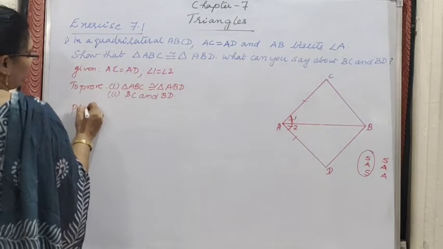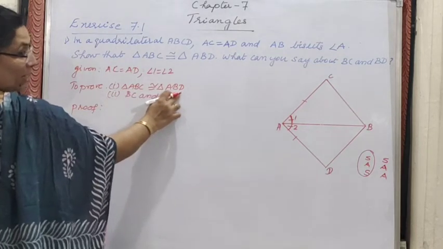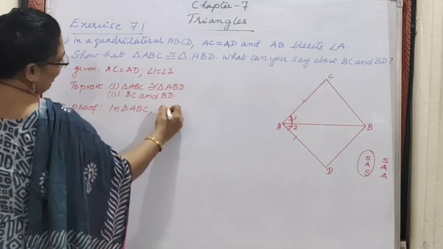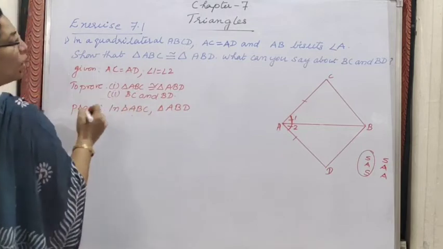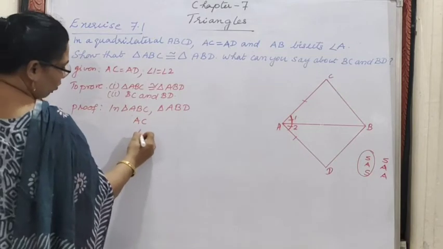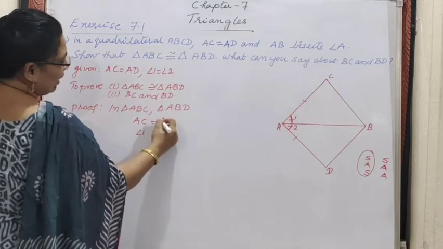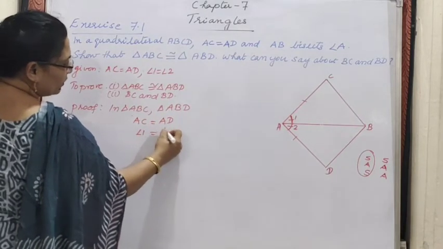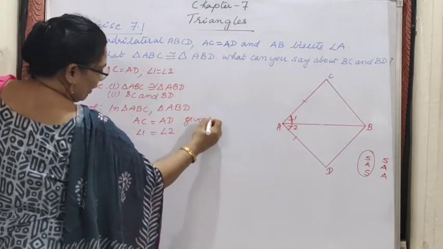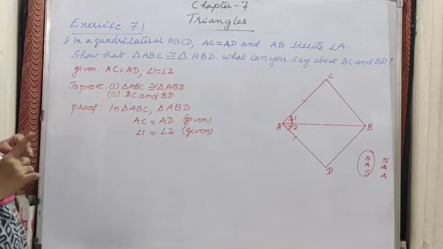Now the proof is to be written. Which triangles are to be considered? ABC as well as ABD. So I am writing triangle ABC and triangle ABD. In ABC, AC equal side is marked and angle 1 is marked. Now for AC, which is the side in ABD? It is AD, right? And angle 1 corresponds to angle 2. What is the reason for this? We should write given. Here also given only. Okay, now we got one side, one angle.